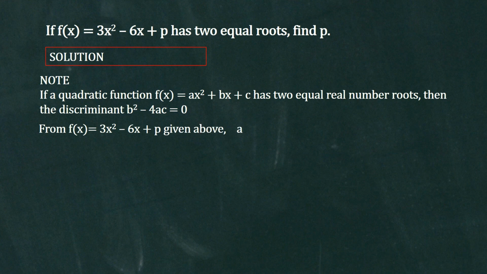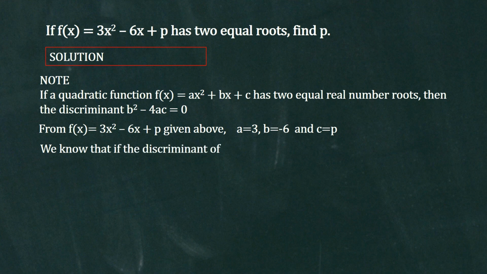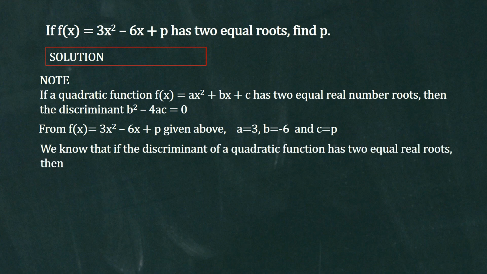In the function that we were given of 3x squared minus 6x plus p, it's easy to see that the value of a is 3, the value of b is negative 6, and c is that unknown p. So we're going to put those values into our discriminant to find the value of p. So we're going to have b squared being minus 6 squared minus 4 times a, which is 3, times c, which is p, and that gives us 36 minus 12p is equal to 0.